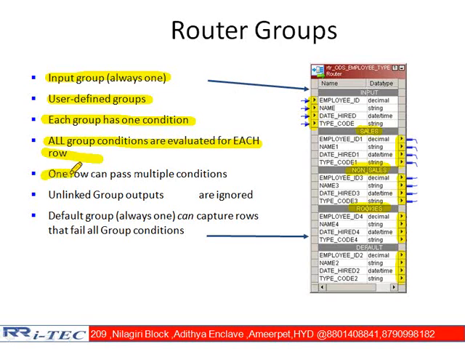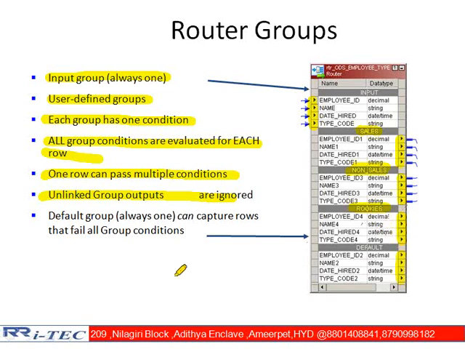Now, one row can pass multiple conditions. Let us say a sales guy may have joined recently. At that moment, he is going to pass the sales condition, and he is going to pass the rookies condition also. Unlinked group outputs are ignored. Suppose I am not linking this one to anything else. It is ignored, and whatever records pass it, we are not capturing anywhere.